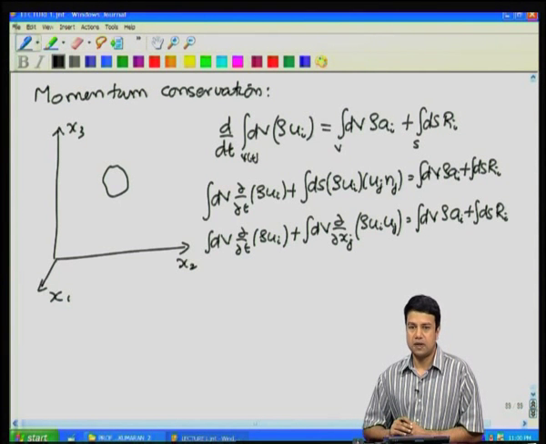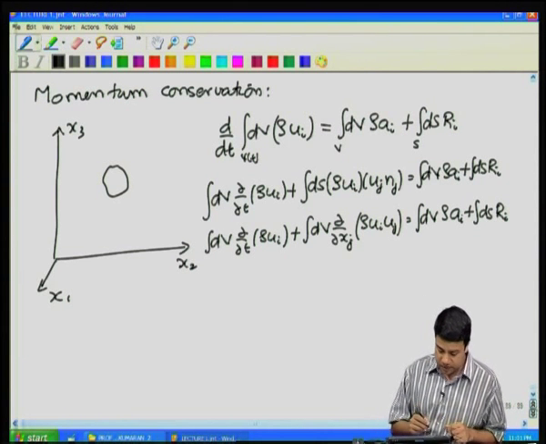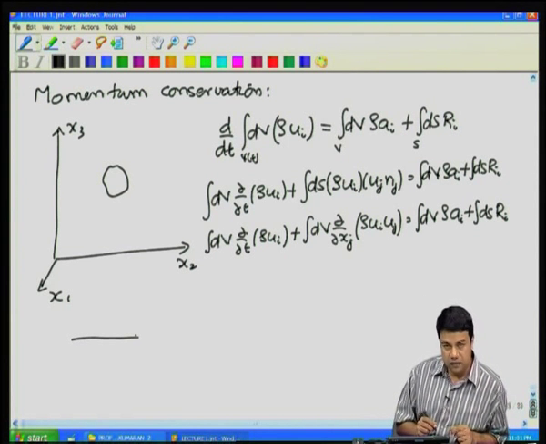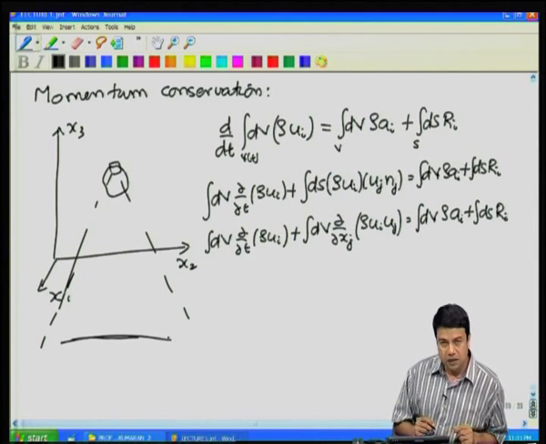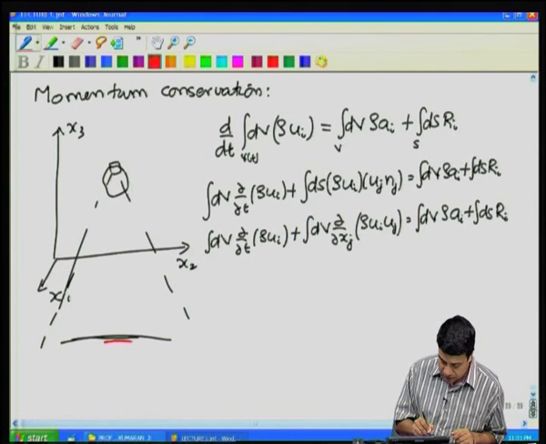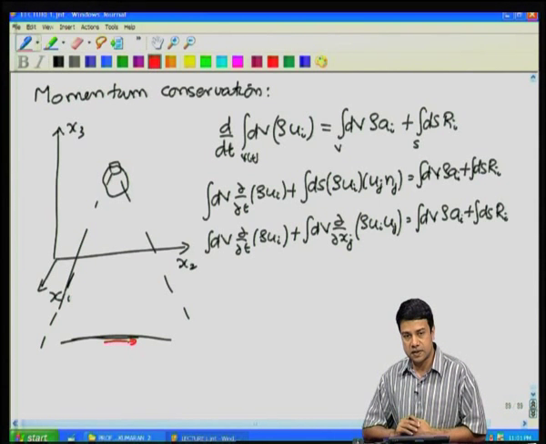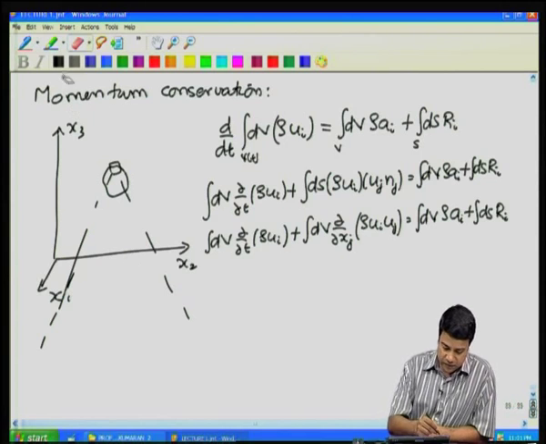Now, last class I did the Cauchy's construction to show you how R_i can be expressed in terms of a stress tensor and the local unit normal. Basically, R_i is the force exerted by the fluid outside on the fluid inside, on a small region at the surface. This could of course be in any direction. Last class I showed it as a tangential force, but it does not have to be so.